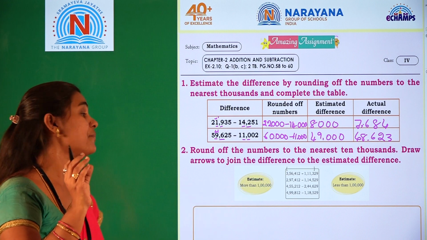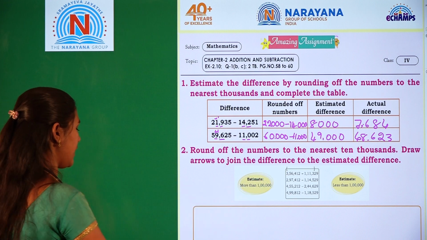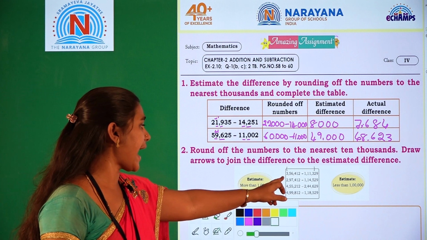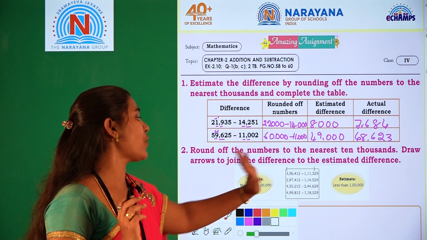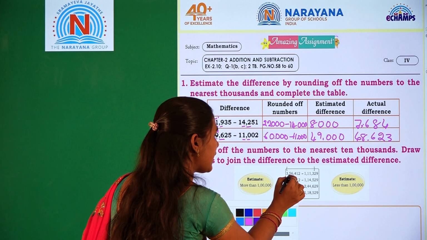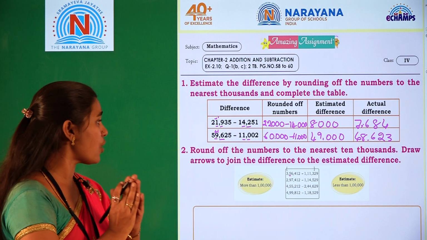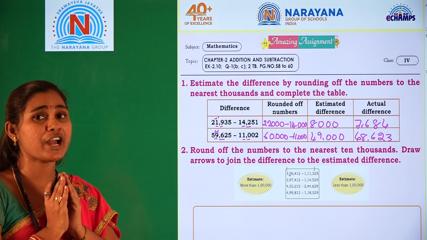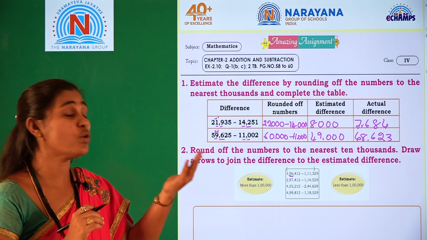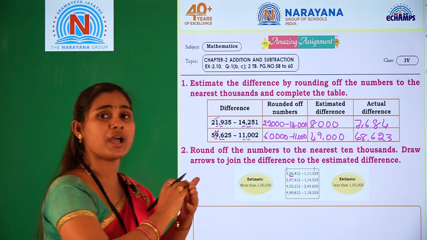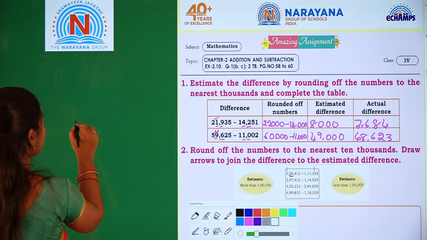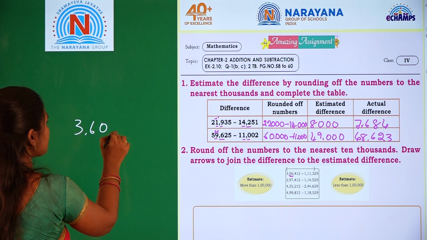First we should write down the nearest 10,000s. See the first number, 3,56,412. You can underline the 10,000s digit first. The 10,000s digit is 5. After that, what do we have to do? Go for the right side digit, 6. 6 is more than 5. Then you should add 1 to the 10,000s digit. It will become 3,60,000.